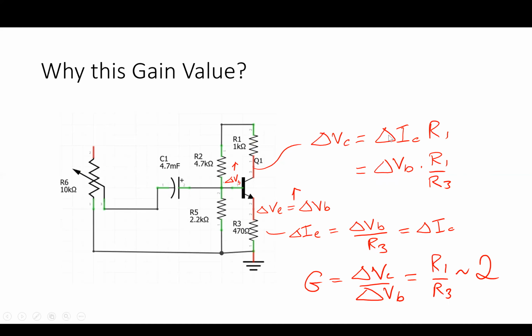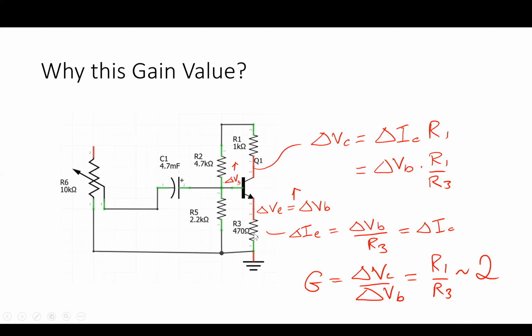it's going to be the change in IC times R1, and therefore it's going to be the change at VB times R1 divided by R3. And so the gain, which is delta VC over delta VB, and I'm not putting a minus sign in because VB is actually falling as VB rises, so I should strictly put a minus sign in there, is the ratio of R1 to R3, or 1 kilo ohm to a half kilo ohm. It's 2. So the circuit is behaving exactly like we want it to, and it's giving us a gain set by this resistor to this resistor.